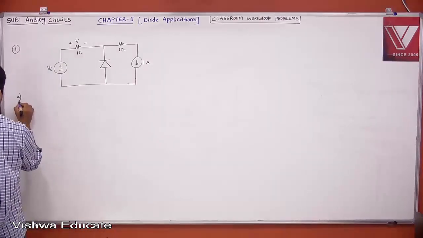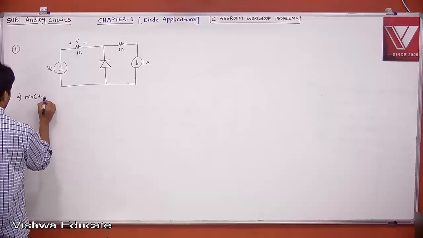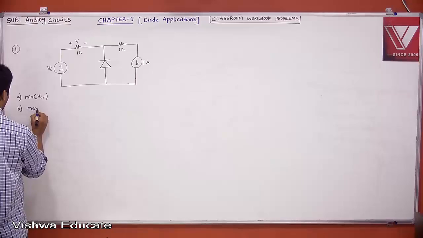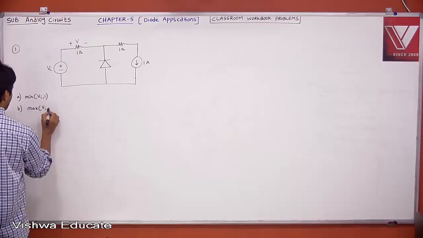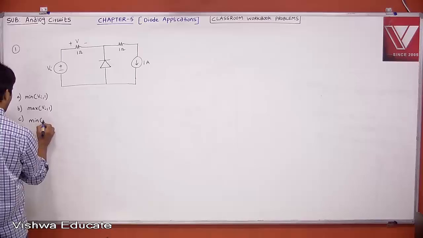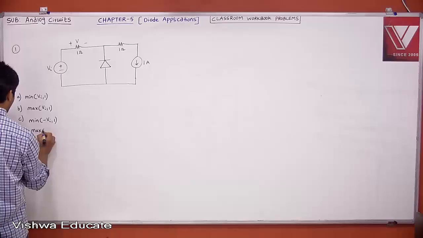Option A, minimum of Vi comma 1. Option B, maximum of Vi comma 1. Option C, minimum of minus Vi comma 1. Option D, maximum of minus Vi comma 1.